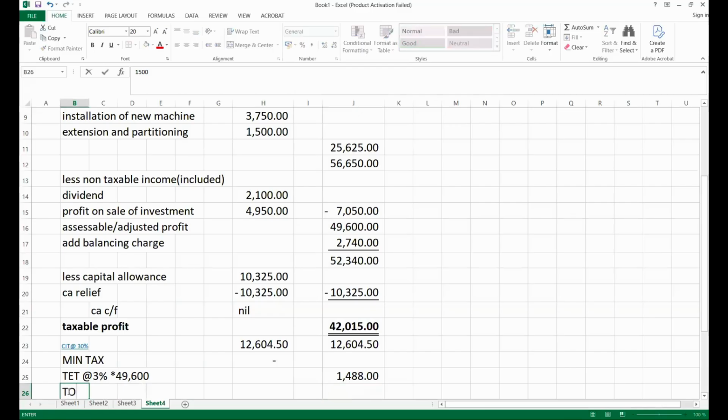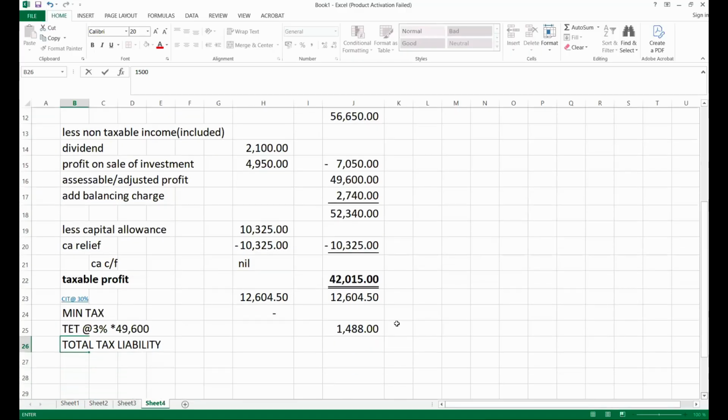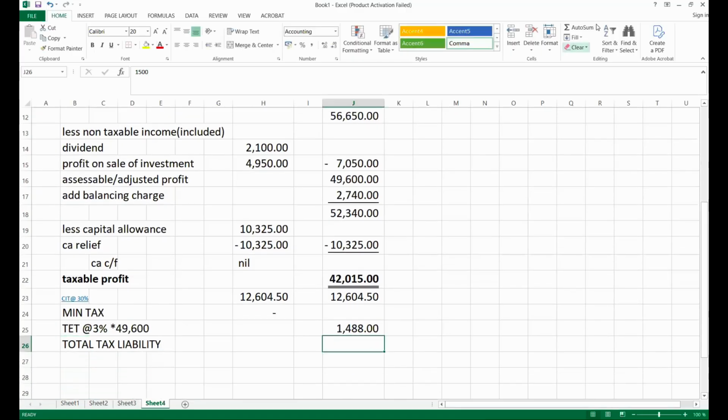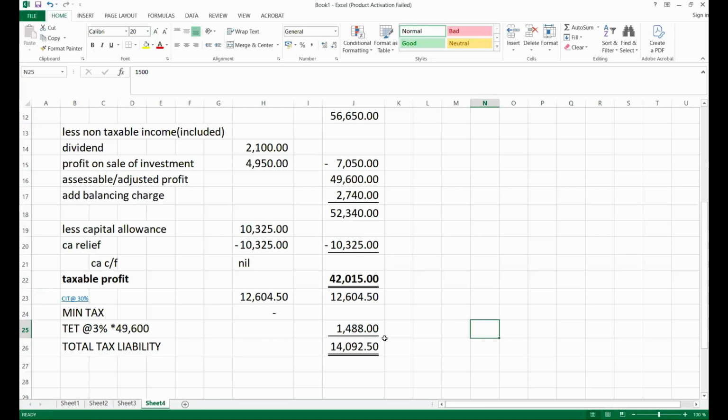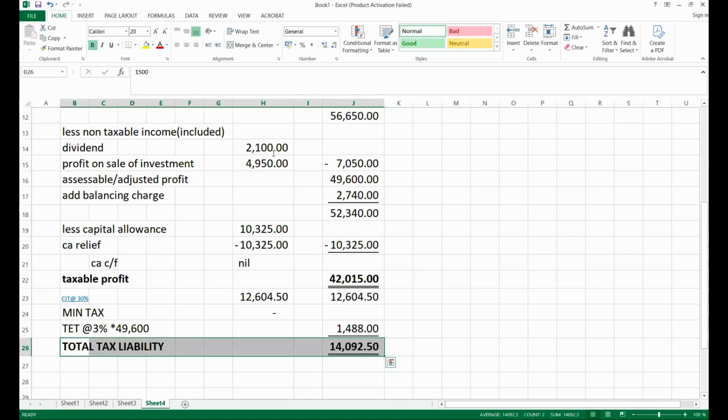So this will now give us the total tax liability. You add it together where the examiner says total. But where the examiner did not say total, we separate it as individual items. So take note of that. So this will give us the total tax liability, and you close the figure. So that's how to compute the total tax liability of a company.